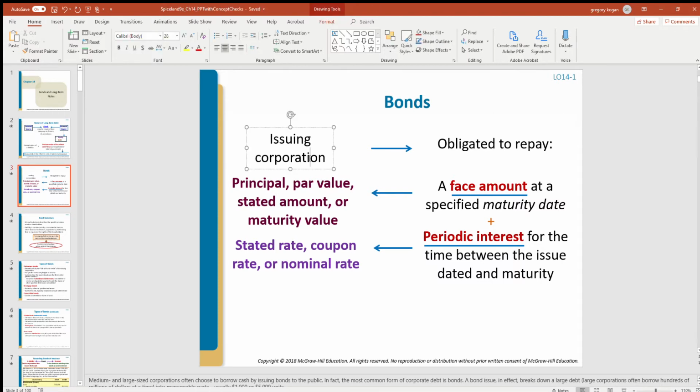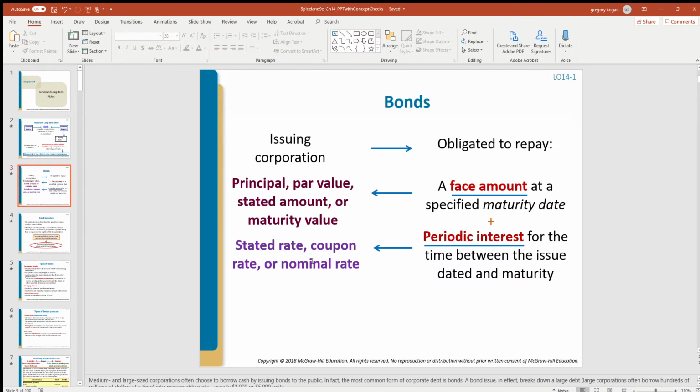The issuing corporation is obligated to pay. So they always say the issuer. The issuer is the corporation that issued the bond, got cash, and now has to pay a face amount at a specified maturity date. This is the par value, the principal, the stated amount or maturity value. The way I look at this is, it's what they have to pay back, no matter what the issuing amount is. So that's another thing to really pay attention to.